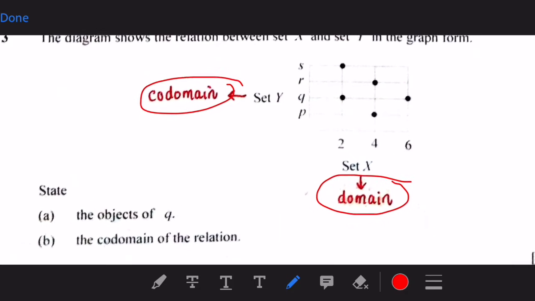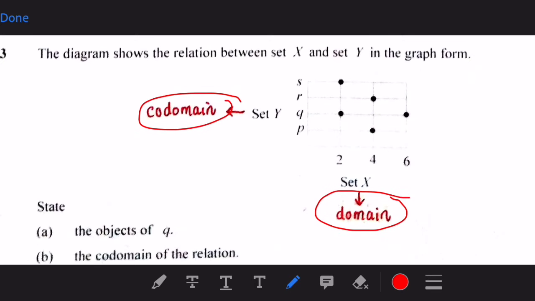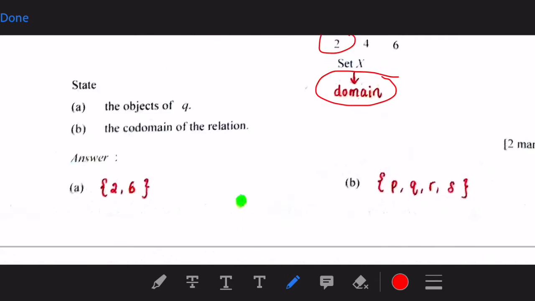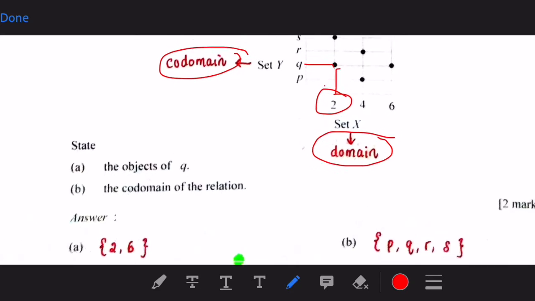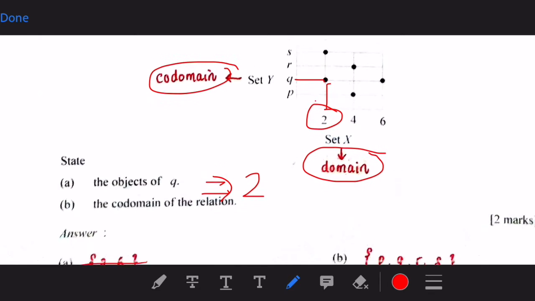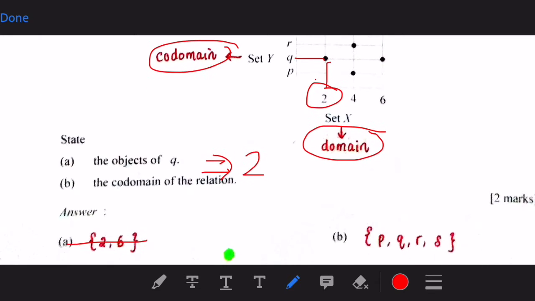So the object of Q, meaning that we will connect the Q to 2. So this is the object. So the object of Q obviously is 2. Okay, the codomain of relation. Object of Q is 2, so this one should be 2. It's not 2, 6.